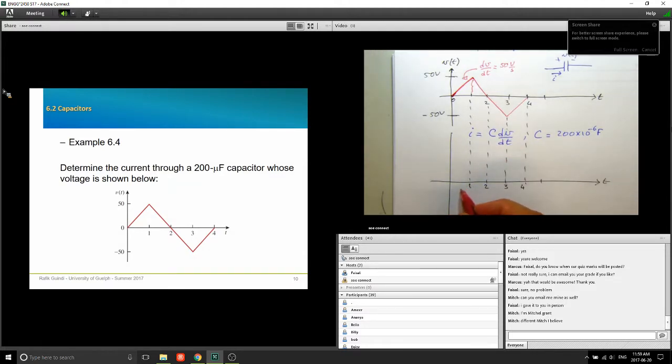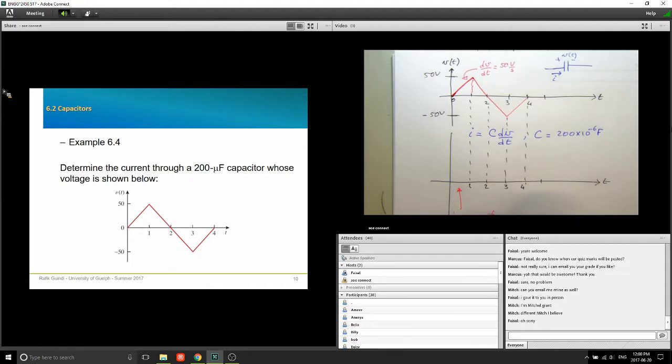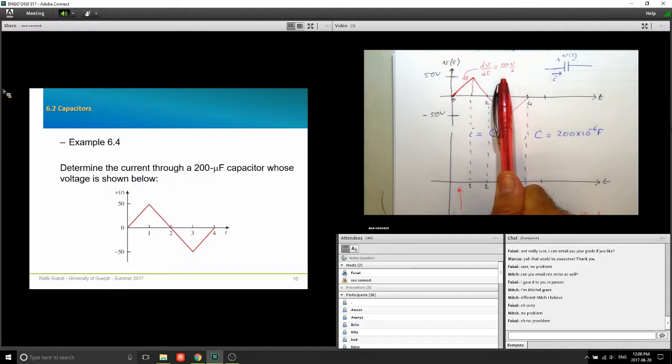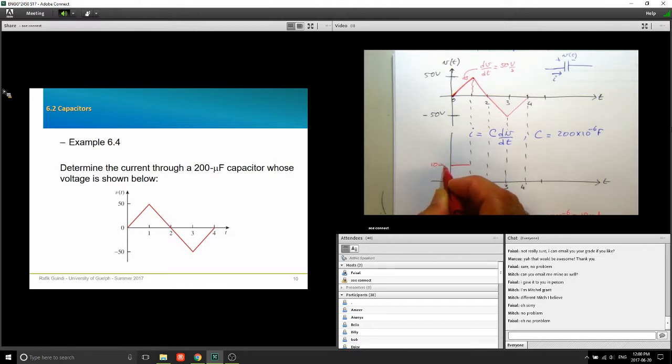So in this first segment here, I equals 200 times 10 to the negative 6 multiplied by 50, right? So that's 10,000 times 10 to the negative 6. That's 10 milliamps. Okay. So now this is a straight line. dV/dt for a straight line is a constant. So the current is proportional to dV/dt. So the current's going to be constant. You're going to have something like that at 10 milliamps here.